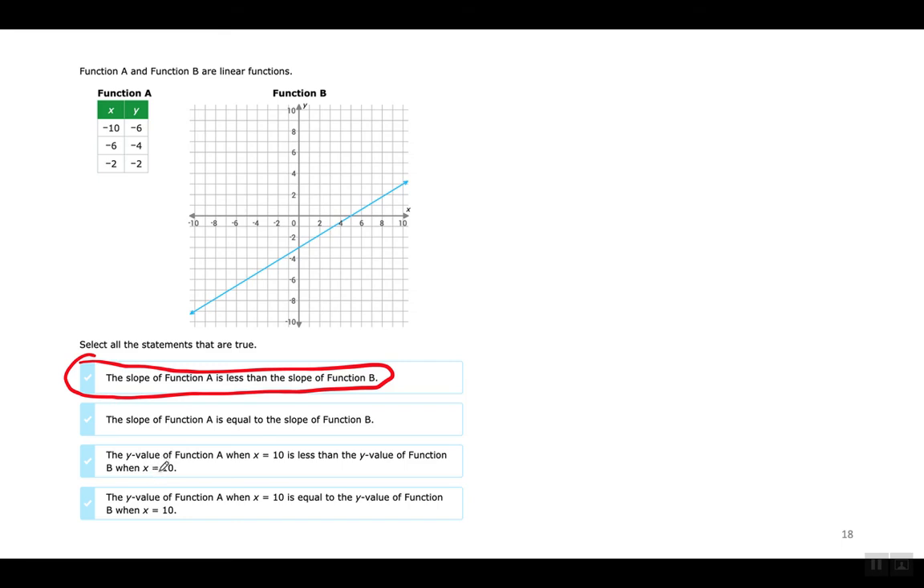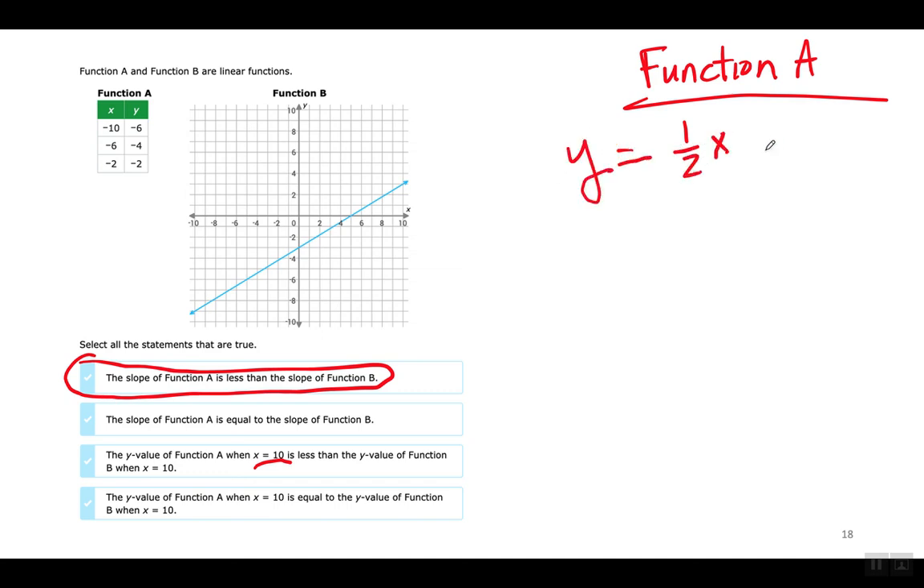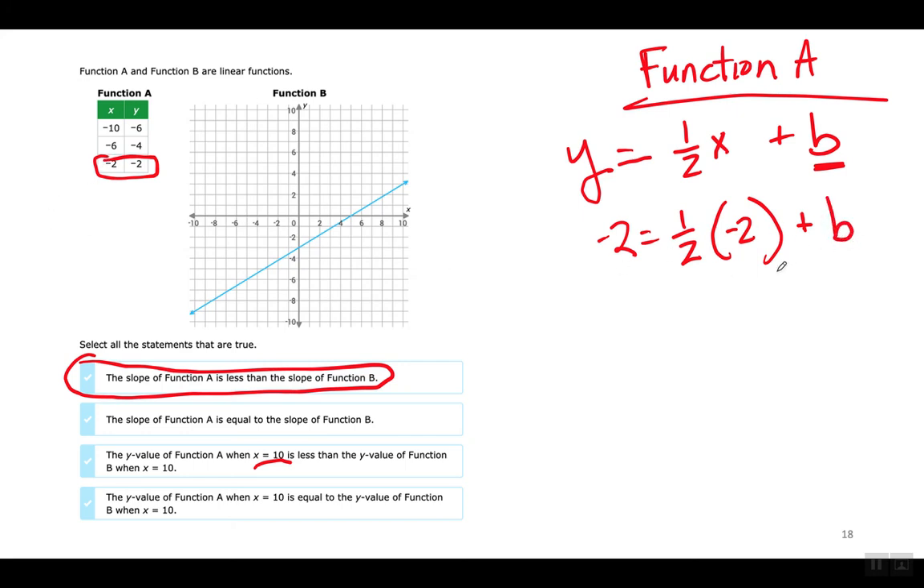Okay, now let's compare the y values when x equals 10. Vamos a comparar los valores de y cuando x es igual a 10. So for function A, let me do it over here. The slope was 1/2. So now I'm going to solve for B by substituting -2 and -2 for x and y. Para función A, el slope era 1 sobre 2. Ahora para encontrar el y-intercept voy a sustituir -2 y -2 para x y y. That's going to give me, when I multiply this, -2 over 2, which equals -1. Cuando multiplico esto me da -2 sobre 2, que me da -1 cuando lo divido.